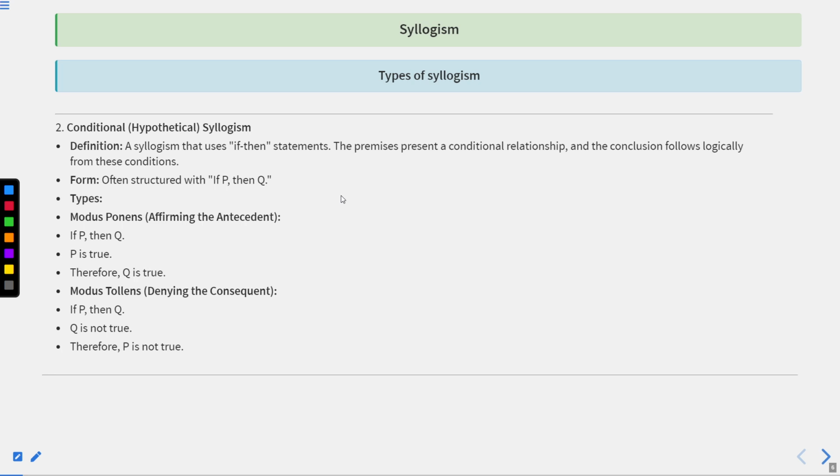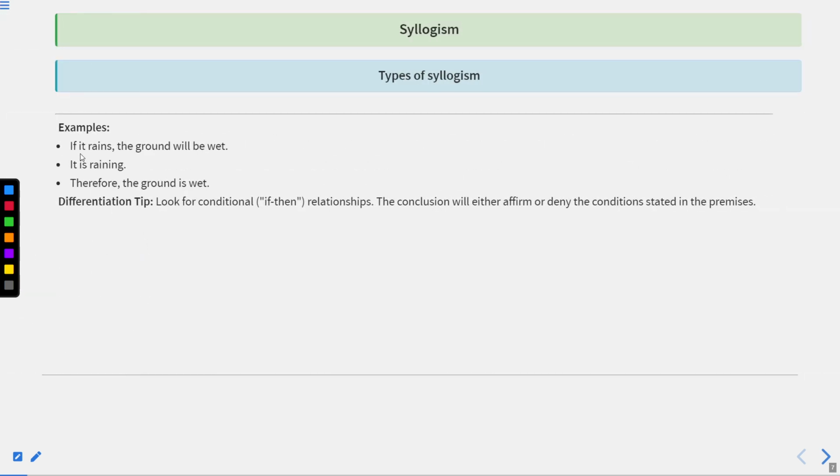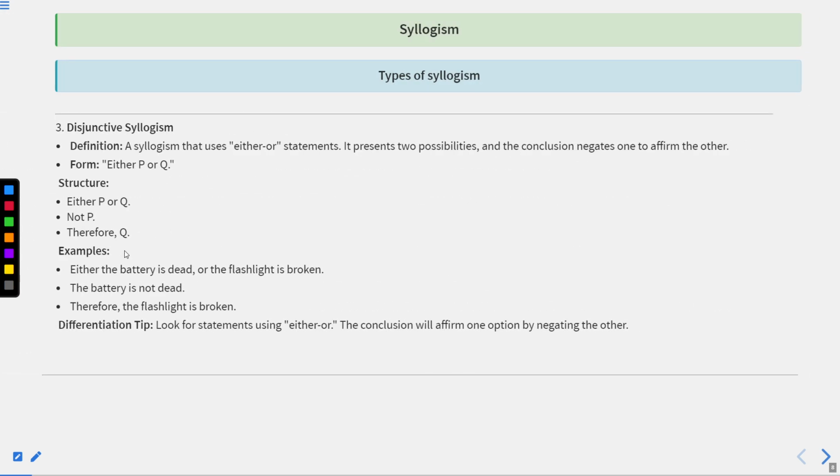Then you have hypothetical syllogism, which uses if-then statements. If-then means, for example, if it is going to rain, then the floor will be wet. If and then, if and then. This is conditional syllogism. We have taken this example and understood this one.